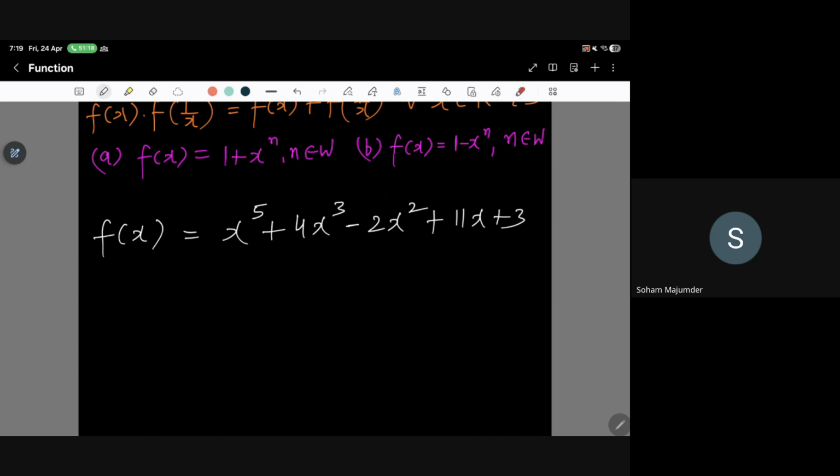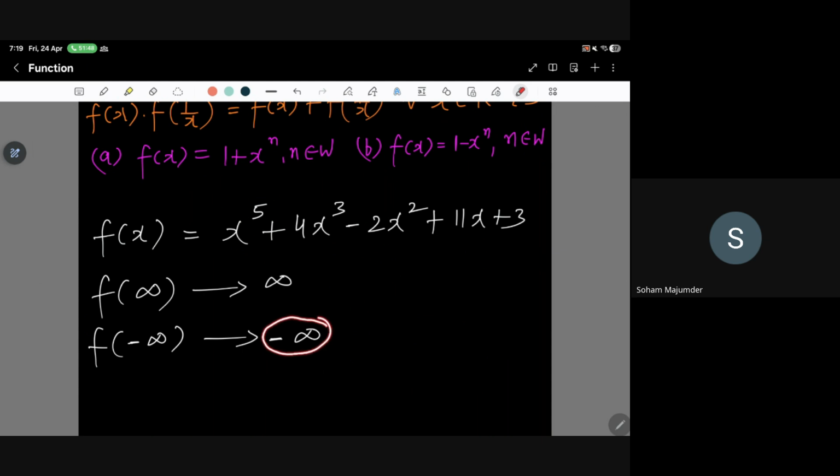Now if I check for infinity, if I substitute infinity, the highest power will go towards infinity. X to the power 5 is the biggest one among all these, right? So f of infinity means the value of the function is going towards infinity. If I substitute minus infinity, minus infinity to an odd power will give you minus infinity. So you are covering all the values of y from minus infinity to plus infinity, right?